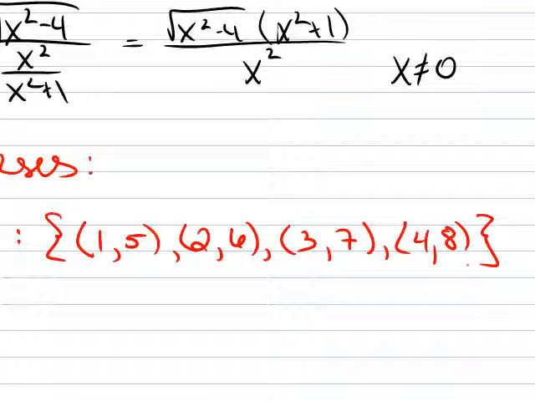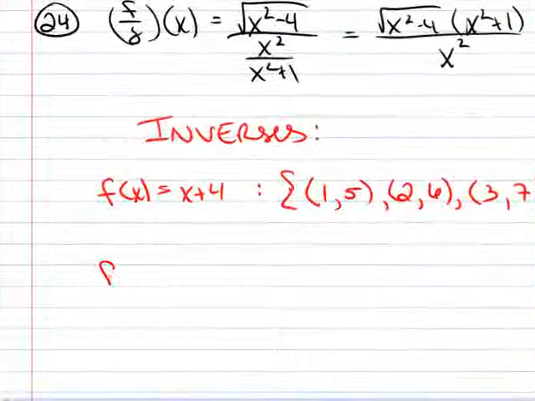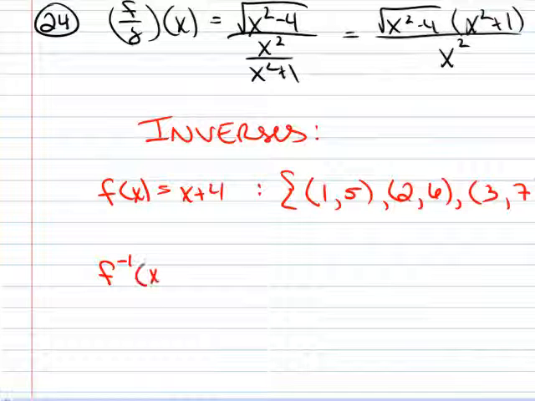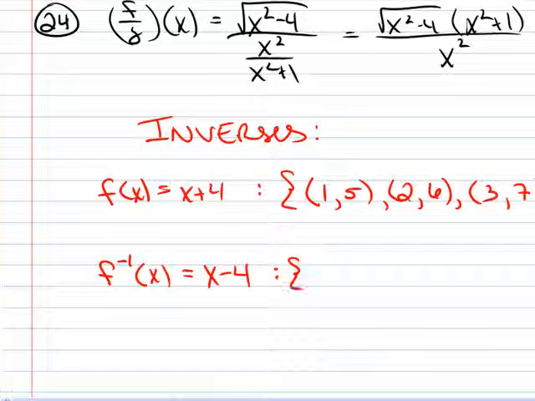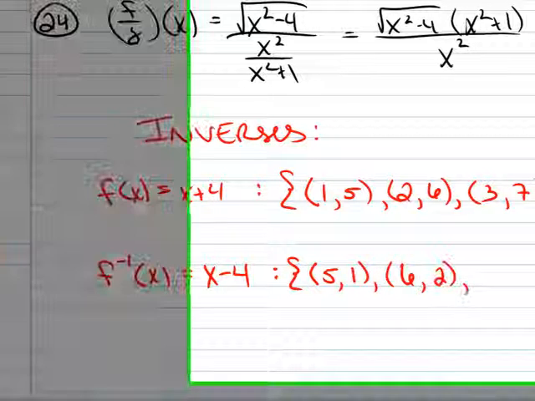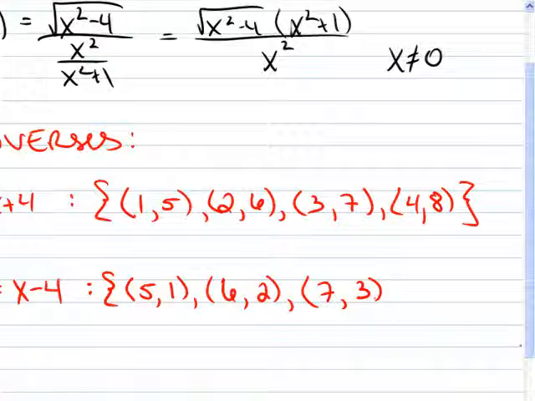I'm going to take a look at another function. And this one I'm going to call f with a little -1 looking sign up there. And we'll get to what that exactly means in a minute. But this one's going to be called x minus 4. And if we do the same thing, let's put x's in and see what kind of numbers we get back out. If I put 5 in, 5 minus 4 would be 1. And if I put 6 in, 6 minus 4 is 2. If I put 7 in, I get 3 back. And if I put 8 in, f of 8 is 4.